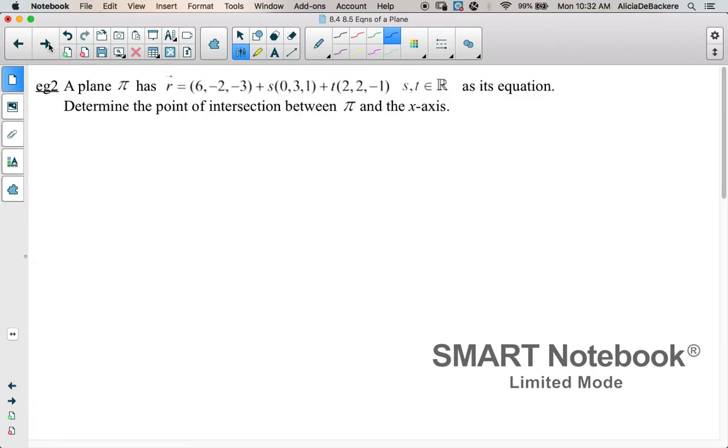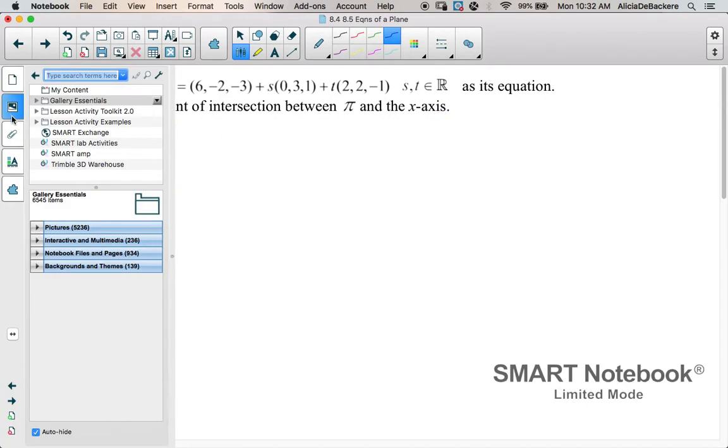All right, example 2, we're looking at a plane. They're calling it pi. The plane pi has this as its equation. Determine the point of intersection between pi and the x-axis. So remember that we're thinking about, let me just grab a picture of a 3D.